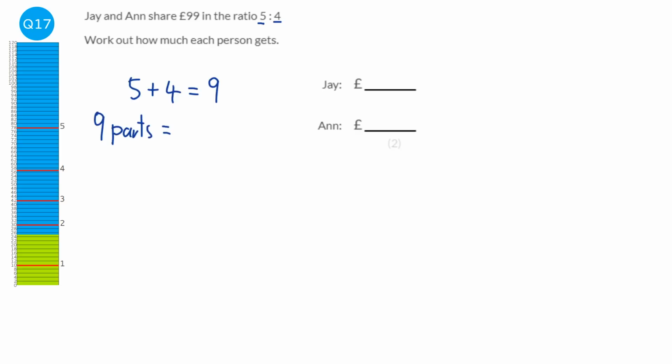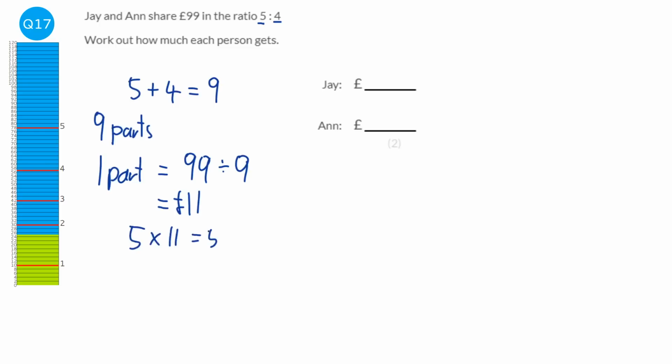Now, each part, oh, I've got an equals there. Each part or each pile is going to be worth 99, which is the total amount of money, divided by how many equal piles we have. So divided by that 9. So 99 divided by 9 is 11. So one part is worth £11. So J has 5 piles of £11. So J has 5 times 11, which is 55.